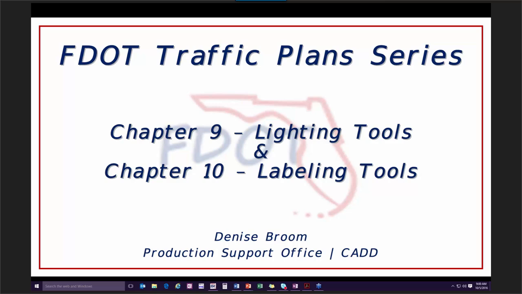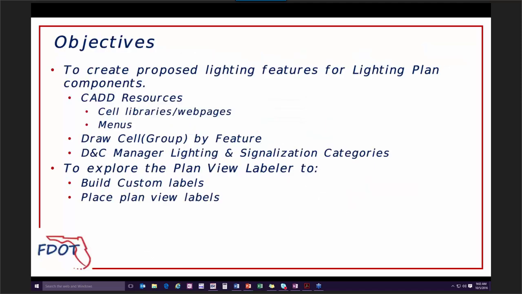This week, we are going to be looking at what is now Chapter 9, lighting tools, and Chapter 10, which is another added chapter for labeling tools. And we're going to look at some CAD resources. What do we have in our workspace? Some cell libraries, what's on our menu.